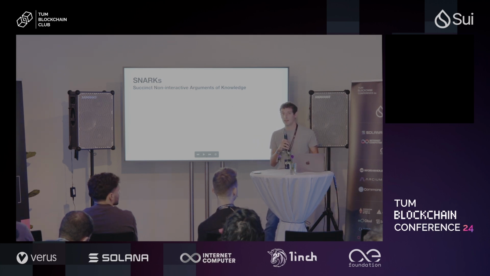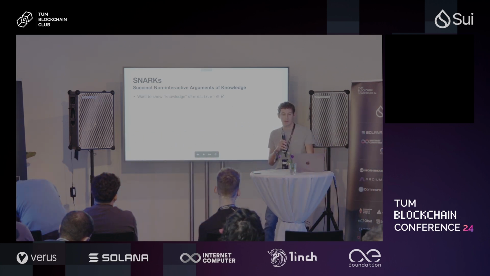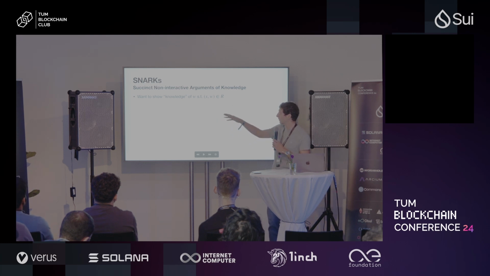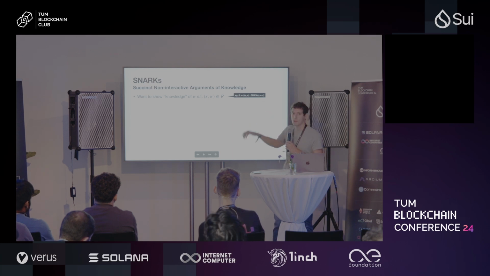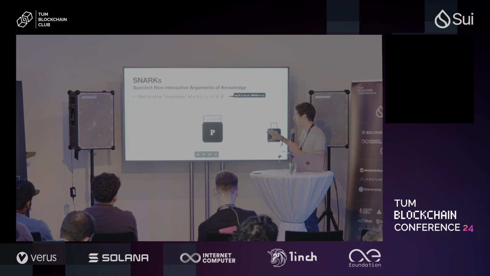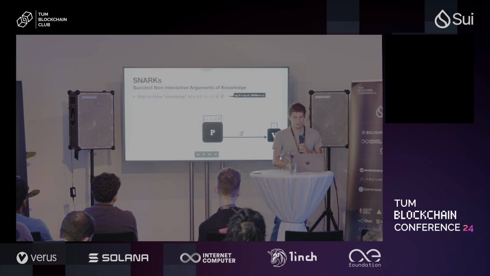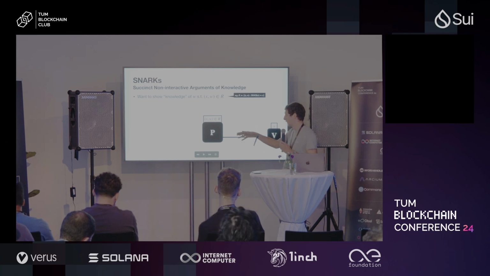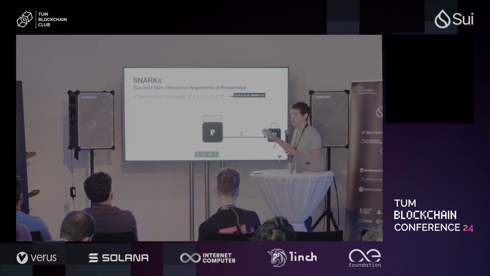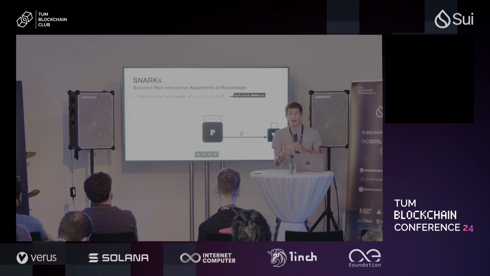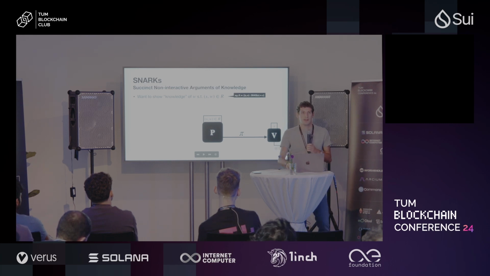A SNARK is a succinct non-interactive argument of knowledge. In general, we want to show knowledge of some witness satisfying a relation. Think, for example, of the relation of SHA-3 pre-images. This is a protocol between two parties, a prover and a verifier. The verifier has access to an instance, while the prover has access to a witness for the relation. The prover sends a single short proof to the verifier. The verifier then outputs a bit indicating validity, saying whether it believes that the instance is actually in the relation.